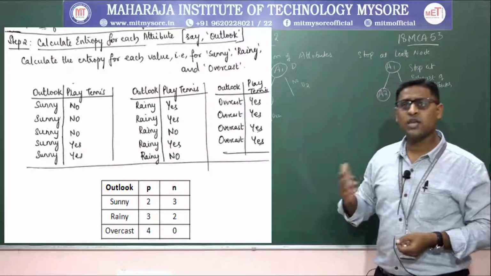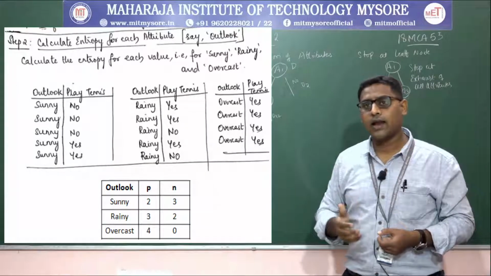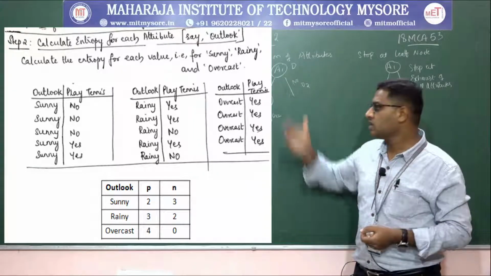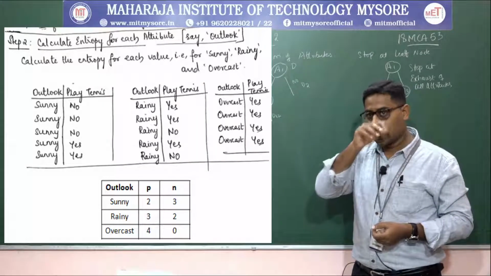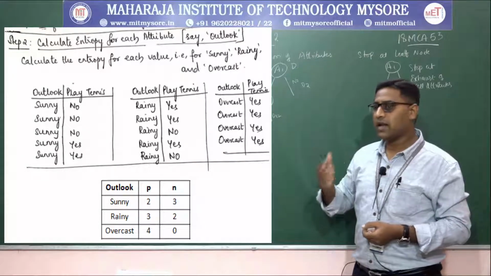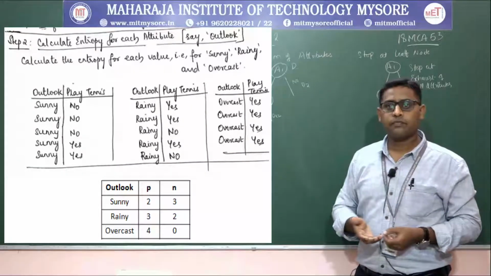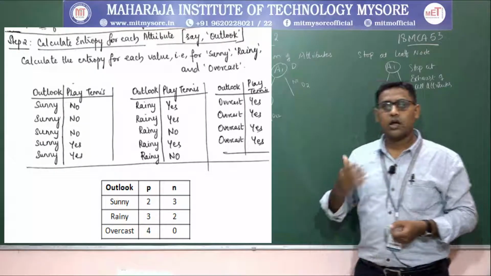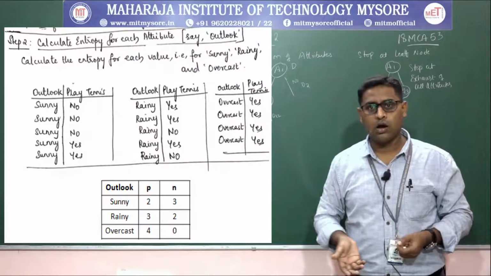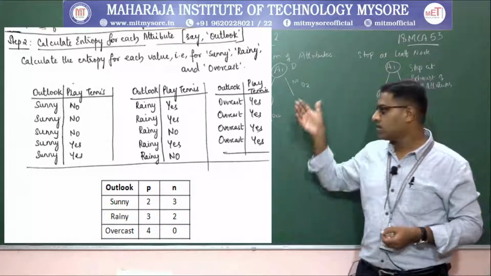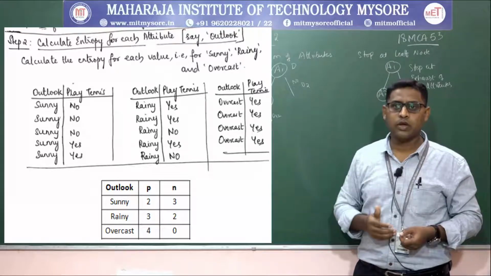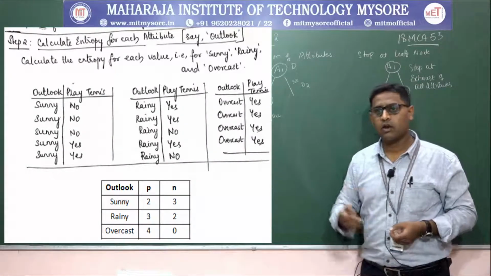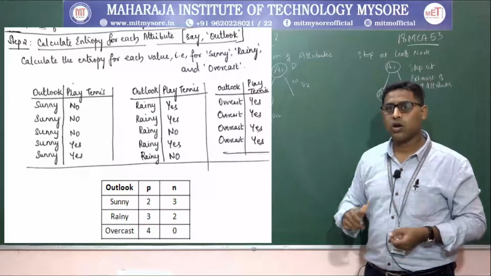Next, in step 2, you need to calculate the entropy for each attribute. For outlook, you need to calculate it for sunny, rainy and overcast. For temperature, you need to calculate it for mild, cool and hot, and so on. So in the second step, we calculate the entropy for each value of outlook: sunny, rainy and overcast.